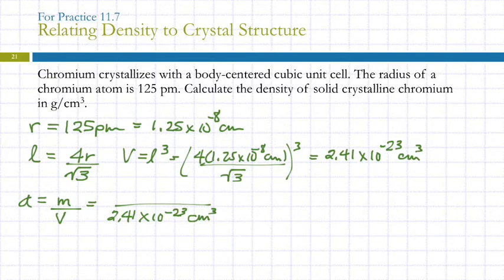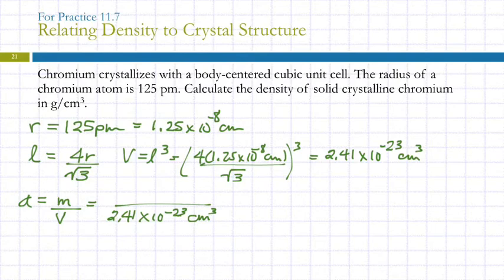We need the mass of the unit cell. Any ideas? How many atoms are in the unit cell? Body-centered cubic, 2 atoms, right? The one in the middle, the body-centered one, and the 8 corners that are each 1/8. So there's 2 atoms. Can we figure out the mass of 2 chromium atoms?